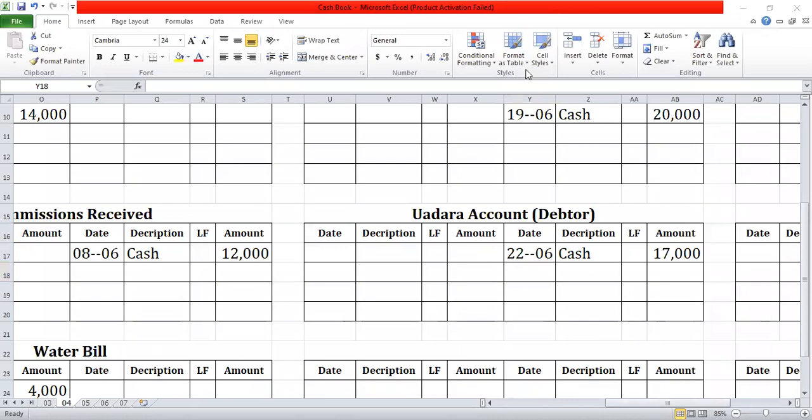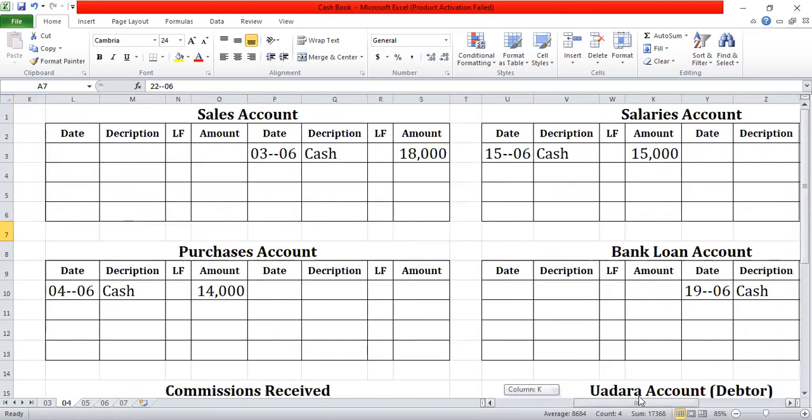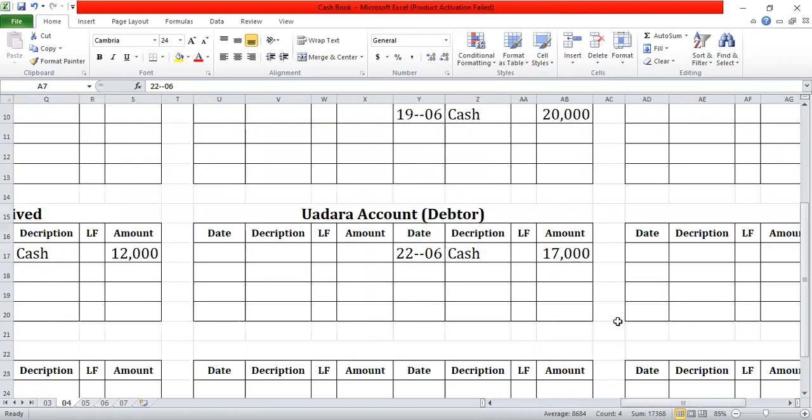Assets increases, debit. Now Udara is a debtor. When Udara gives us cash, cash increases. That is why the cash book is debited. On the other hand, Udara, that asset decreases. Right? Udara was an asset, again an asset account. Now he is settling his dues. So asset decrease is credit. Do you understand? Right, perfect.